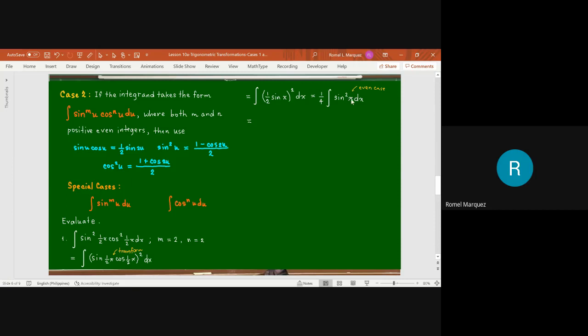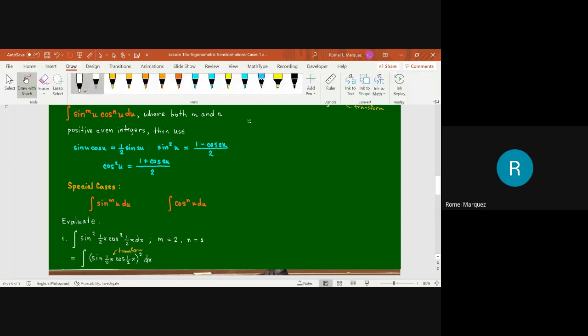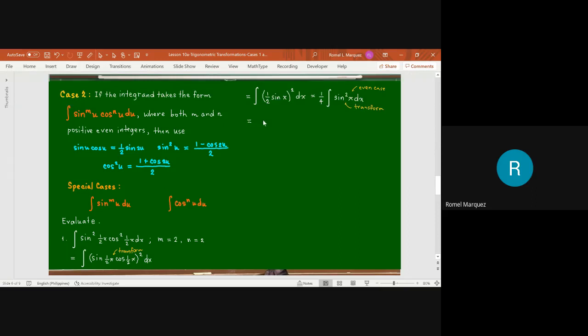So sine squared x can be transformed. We transform this into what? By anyone? Guys? Domingo? It is 1 minus cos 2u over 2, meaning 2x, no? All over 2. Okay? So 1/4.